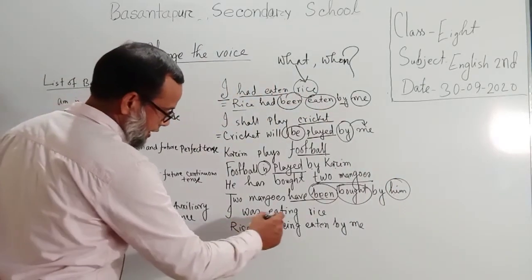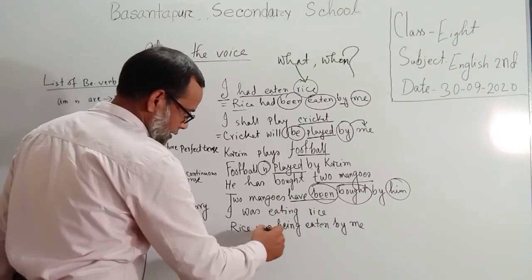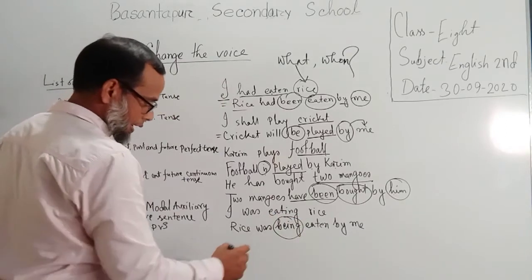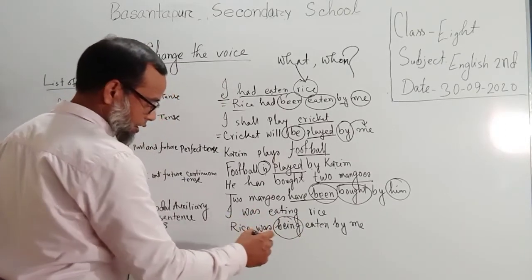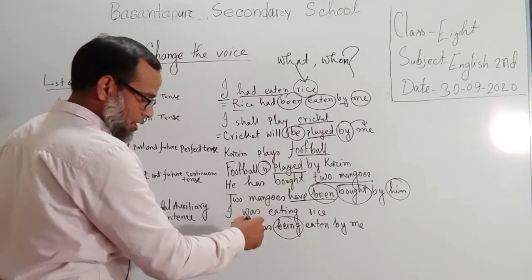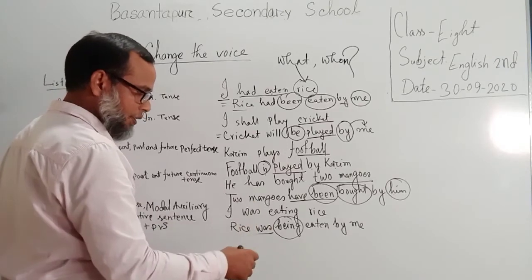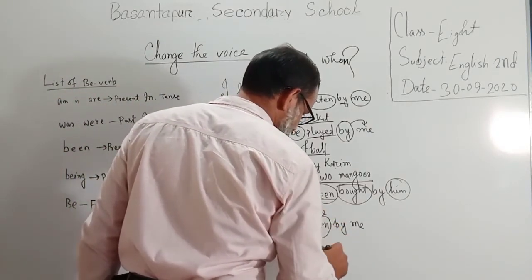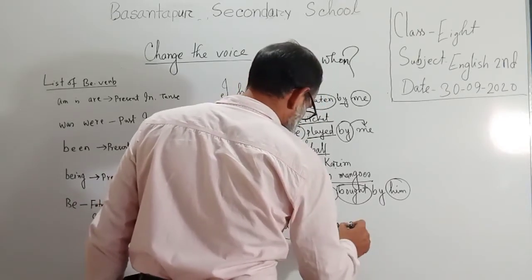I was eating rice, this is past continuous tense. Rice is the object. Rice was being. Here being is a be verb, and another be verb is needed to make the continuous tense. Here it is in passive voice. Then the main verb in past participle form, by, then the subject in objective form, me.